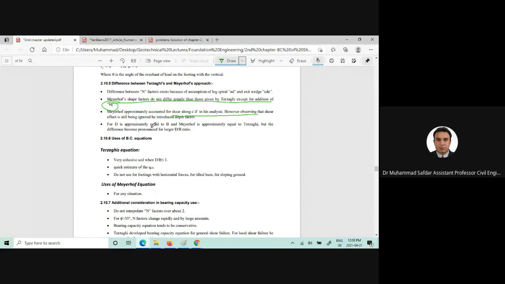Now if D, the depth of the foundation, is approximately equal to the width of the foundation, then it would be approximately equal to the Terzaghi bearing capacity theory answer as well. If D by B is significantly greater, then we will see the difference between the Meyerhof and the Terzaghi equation.